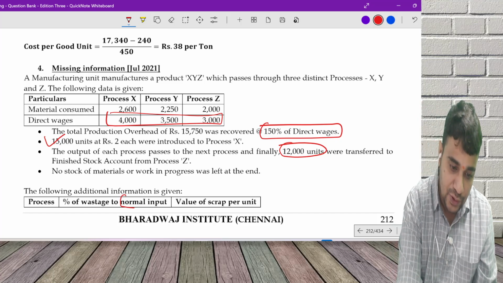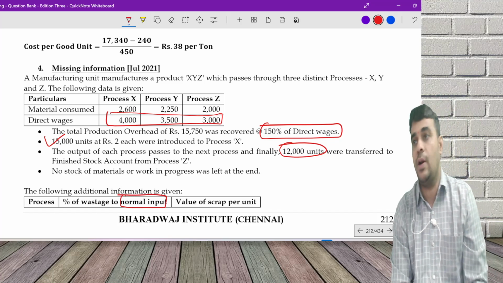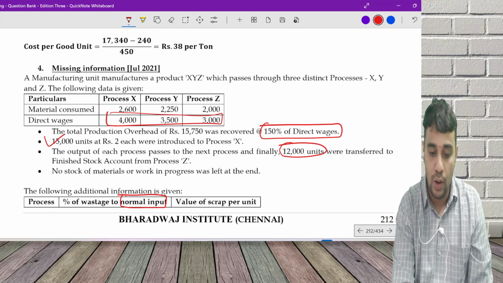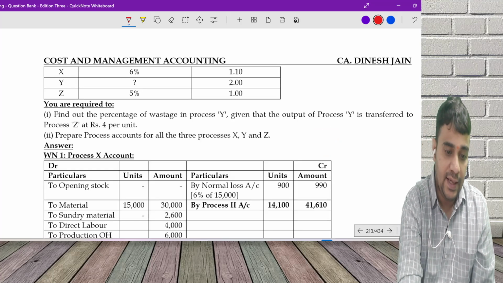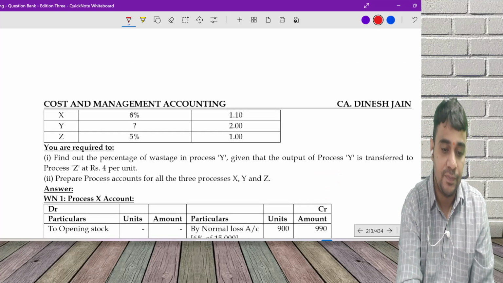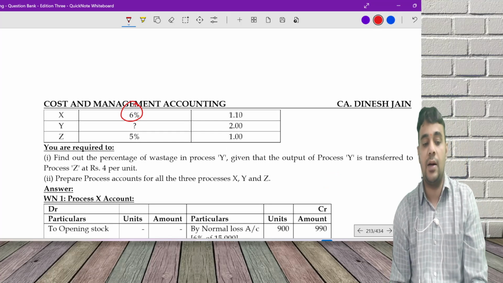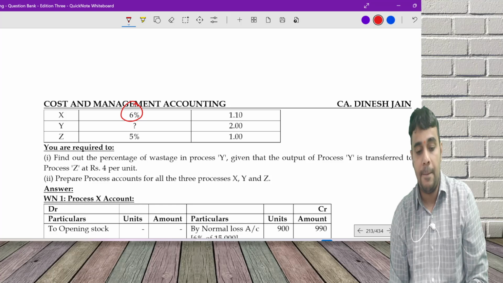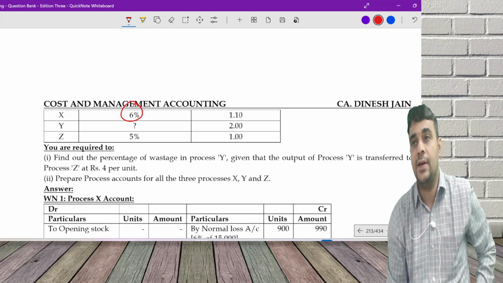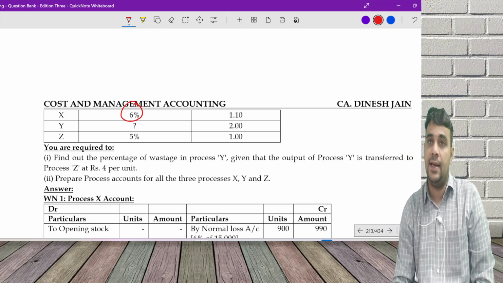Percentage of wastage to normal input. This is called normal loss. For X, they have given the percentage. For Y, they have put a question mark. And for Z, they have given the percentage and the realizable value.